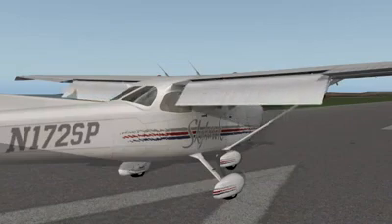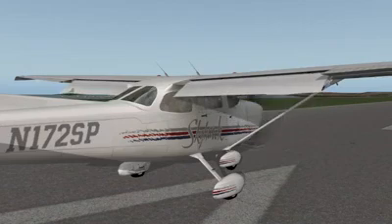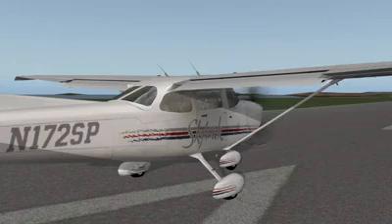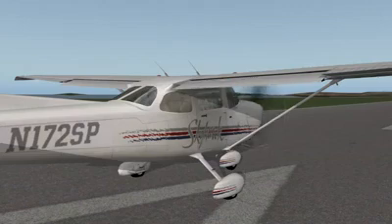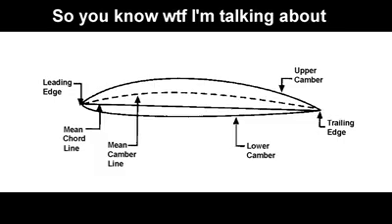Okay, in this video I'm going to be talking to you about the effects and uses of flaps. As you can see here, the flaps are the things on the back of the wings. What they're mainly used for is increasing lift. It does this by increasing the mean camber line, the angle at which the overall curvature of the wing is, and it also changes the chord line as well.